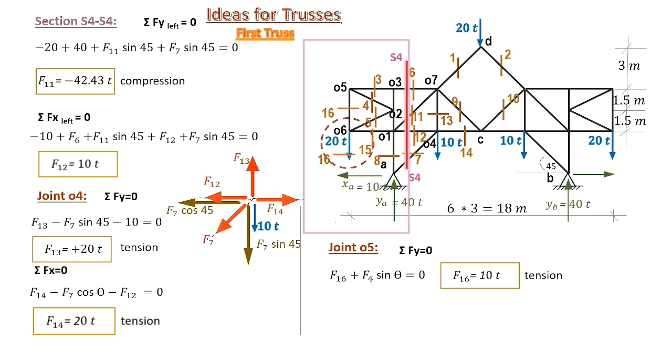Considering now joint O6, we have 3 members still connected to it. Member 16, we've just computed it. Member 5 computed from the K shape, and we are left with the one unknown member 15. Member 15 is horizontal, therefore we should consider equilibrium in the horizontal direction. This gives the value of the force in member 15.